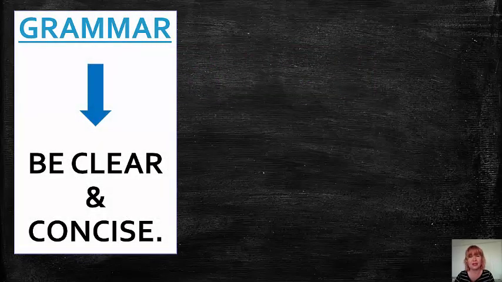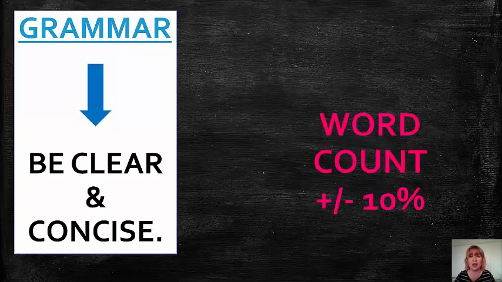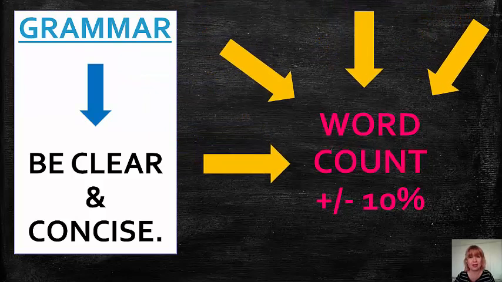With your grammar, make sure you're clear and concise. It's much better to be clear and concise with your sentences than try and write long, wordy sentences. Being clear and concise will also help you achieve your word count. With your word count, you can normally have 10% plus or minus the specified amount of words for that written assessment piece. So being clear and concise helps you get your ideas across in a really succinct way, and it also will help you achieve that word count.